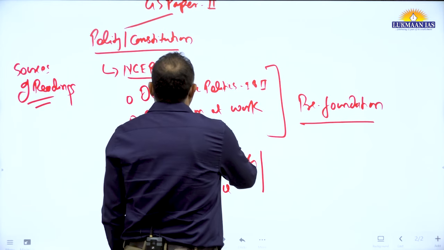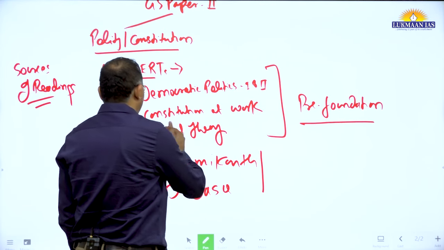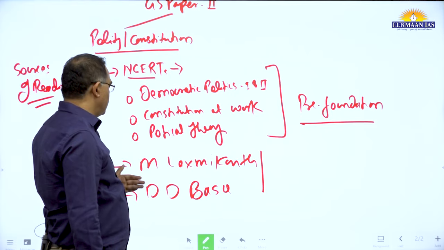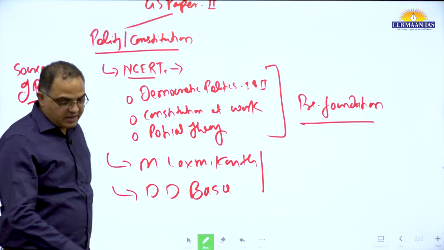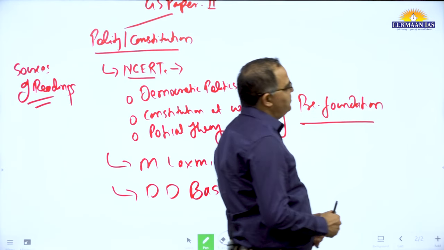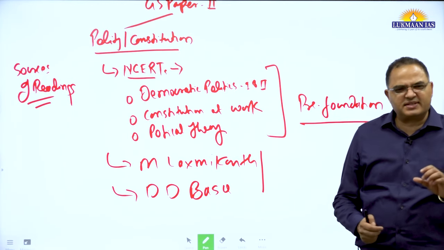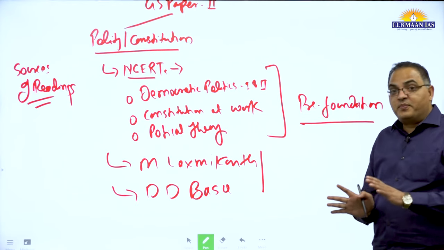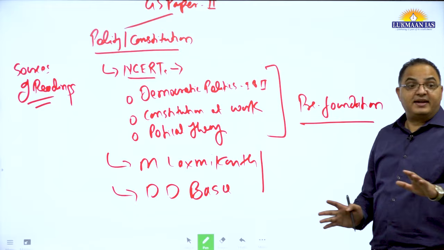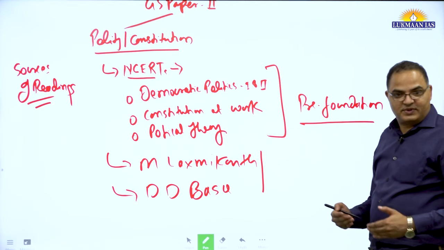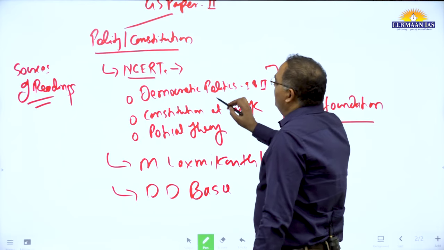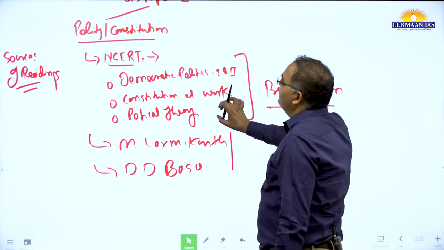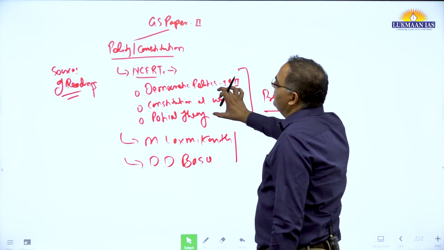So this is what we can talk about: the basic sources for polity are NCERT, then Lakshmikant and D.D. Basu. They will help more with core conceptual understanding. They will not help you with contemporary developments, current developments, isn't it? So what do you mean by current development or contemporary?